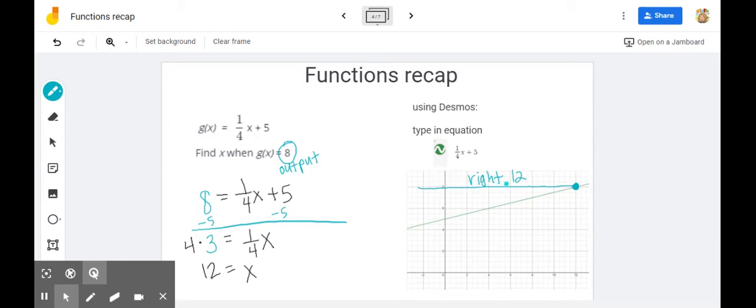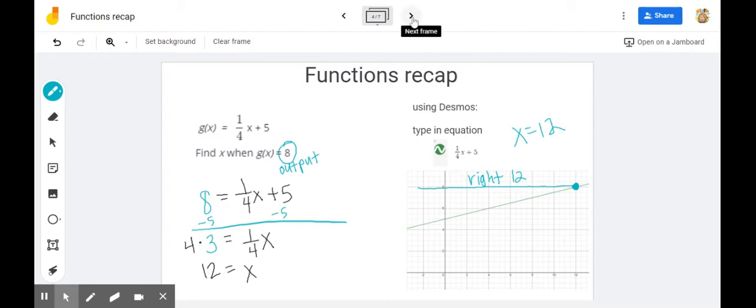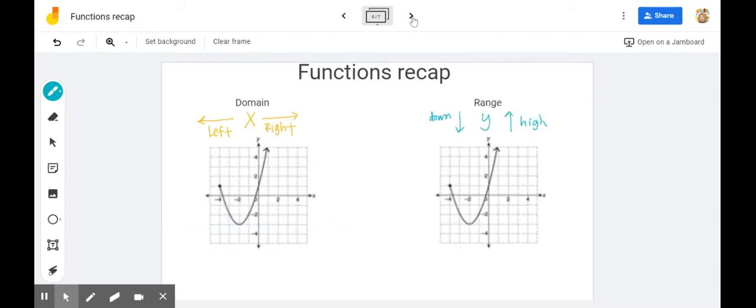So we'll come up to 8 on your y because that's the output, and you follow it until you touch the line, which means you're following how far to the right did I have to go before I got this output of 8. And the answer is to the right 12, which means x must be 12 when y is positive 8. Remember, every x has only one y partnership.